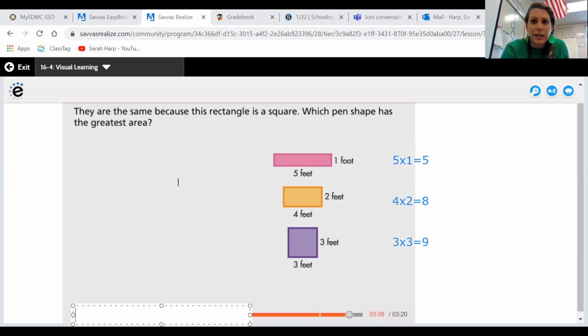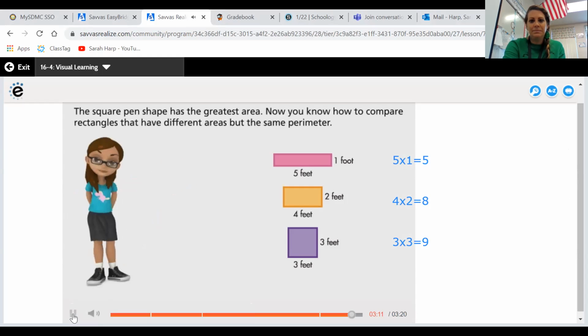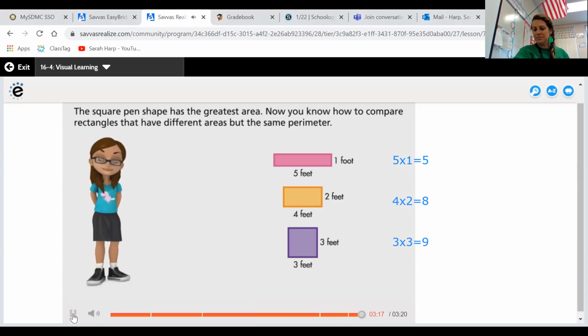All right, let's see if I can get it to play for us. The square pen shape has the greatest area. Now you know how to compare rectangles that have different areas but the same perimeter.